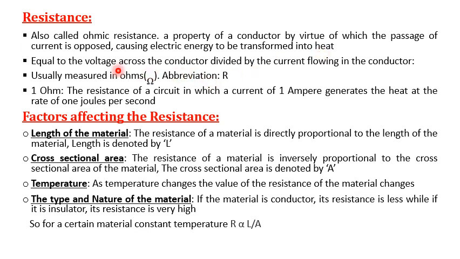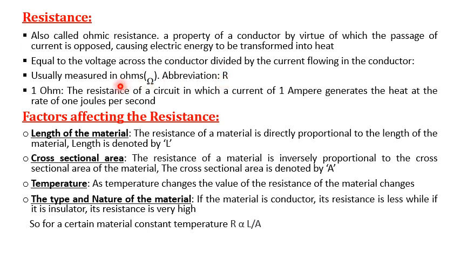So resistance equals the voltage across the conductor divided by the current flowing in the conductor. We'll discuss that later with Ohm's law. Ohm's law gives the relation between voltage, current and resistance. Just remember that resistance equals the voltage across the conductor divided by the current flowing through the conductor. Usually resistance is measured in ohm. This is the ohm symbol, and the abbreviation for resistance is capital R.